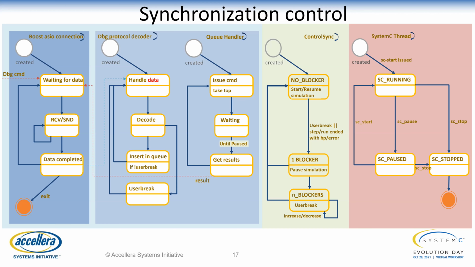And in the SystemC state, you see the corresponding states from the SystemC scheduler. So basically, we go from SE running via SE pause to the paused state, and at some moment in time, we get the SE start from the control sync. And then we start running again.